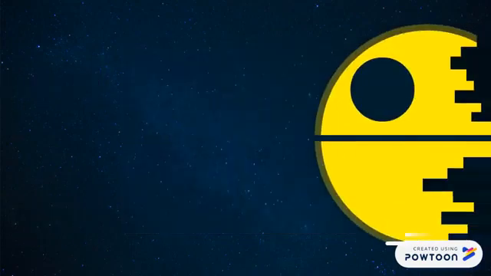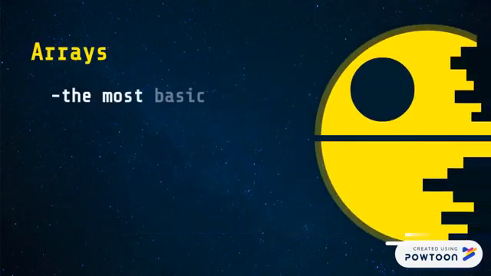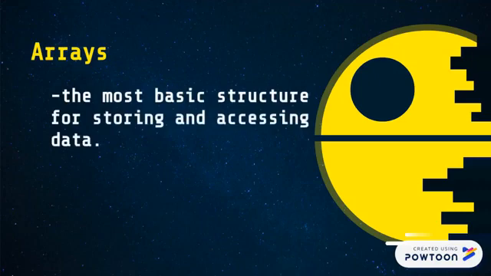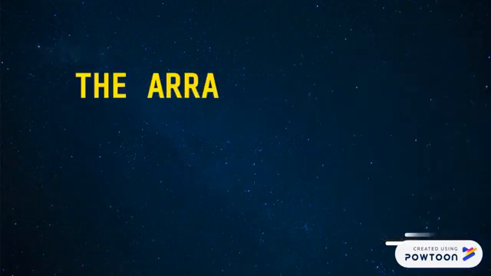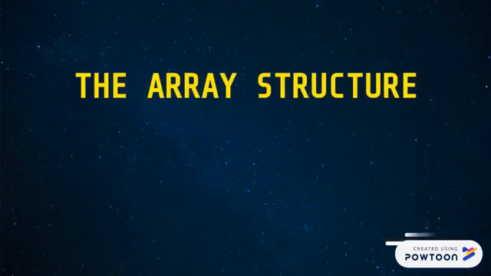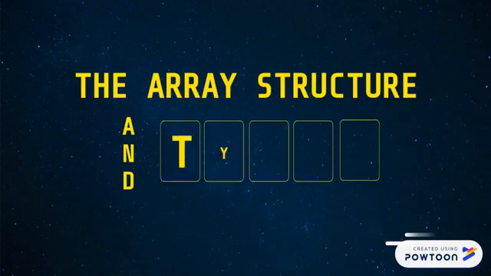Let's start with arrays. What are arrays? It is the most basic structure for storing and accessing a collection of data. It is used to put or arrange things in a particular order so that it is nice to look at and well arranged. Now let's learn its types.